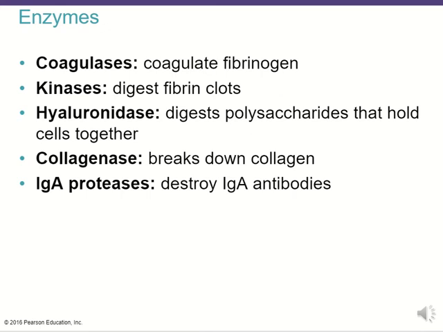Enzymes involved include coagulases, which coagulate fibrinogen. There are kinases, which help digest fibrin clots, hyaluronidase, which helps digest polysaccharides that hold cells together, collagenase, which helps break down collagen, and IgA proteases, which help destroy immunoglobulin A antibodies.